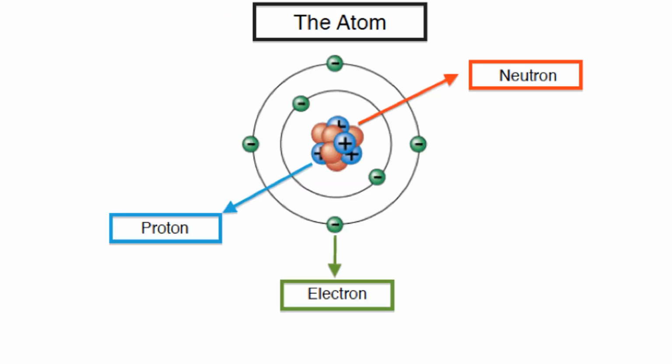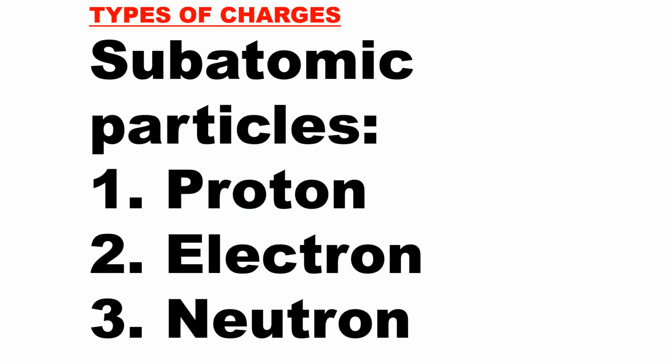In the previous slide, we have mentioned that the atom is the smallest particle of an element. And in this illustration, we could see that the atom is made up of even smaller parts. So these smaller parts are called subatomic particles, and they are as follows. Number 1, proton. Number 2, electron. And number 3, neutron.